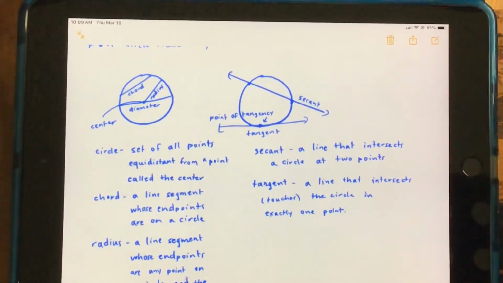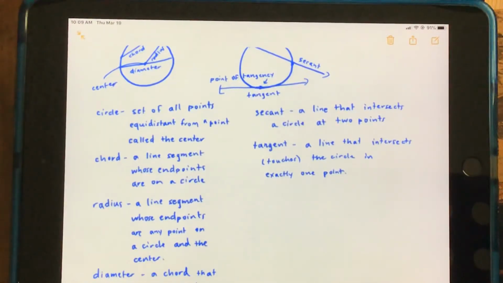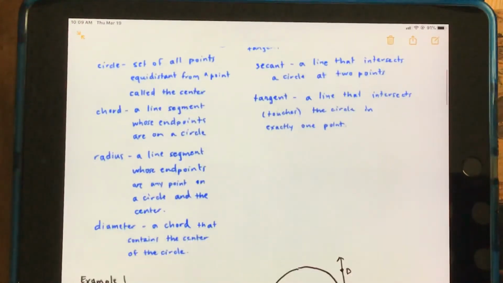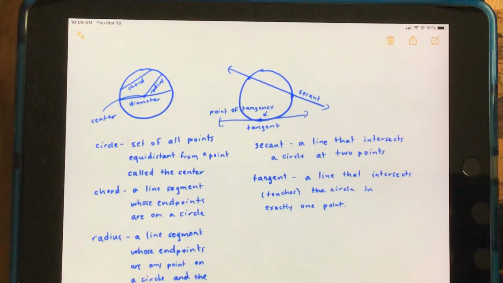Radius will be a line segment whose endpoints are any point on a circle and the center. Then a diameter will be twice a radius, of course. A diameter will be a chord that contains the center of the circle. So our new information might actually come from the right-hand diagram where we're talking about a line called a secant and a tangent line. A secant will be a line that intersects a circle at 2 points. And you see a line that is kind of running through a circle and cutting it off at 2 points. So secant will be that line that intersects the circle at 2 points.